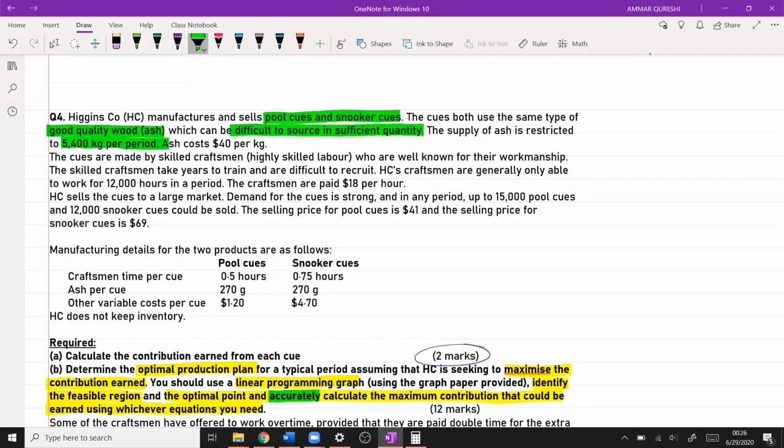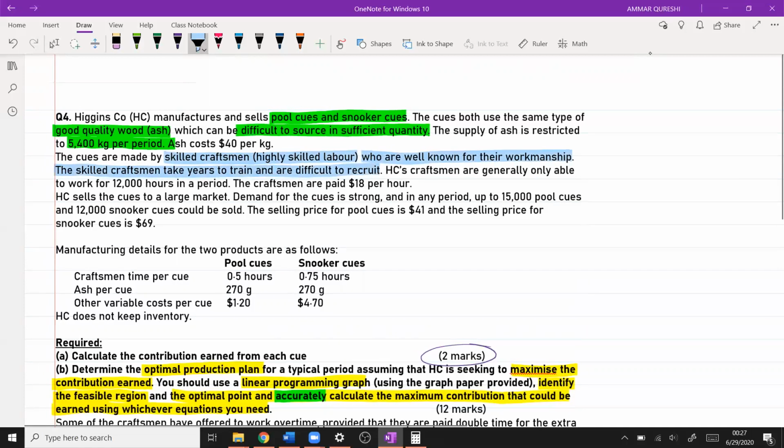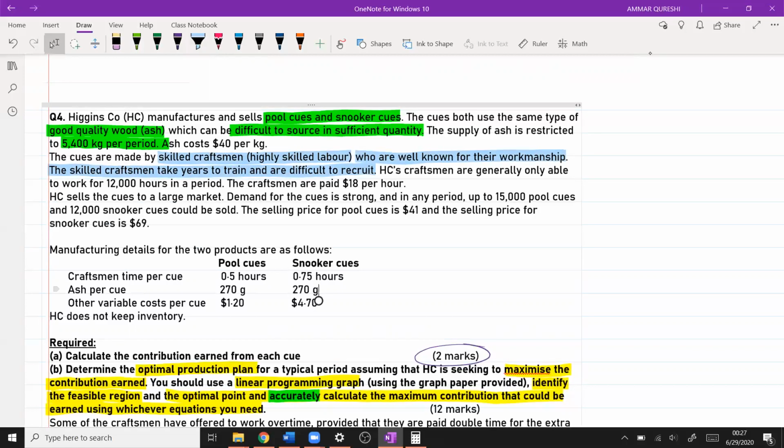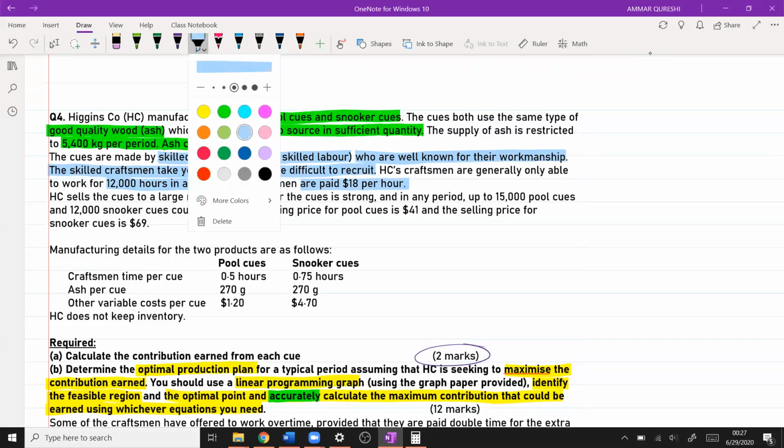So the green version, which I have highlighted, is for the raw material. The cues are made by skilled craftsmen, highly skilled labor who are well known for their workmanship. The skilled craftsmen take years to train and are difficult to recruit. HC's craftsmen are generally only able to work 12,000 hours in a period. The craftsmen are paid at the rate of $18 per hour. Material cost is $40 per kilogram, and labor cost is $18 per hour.